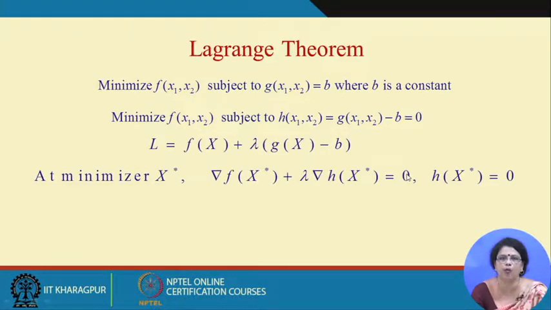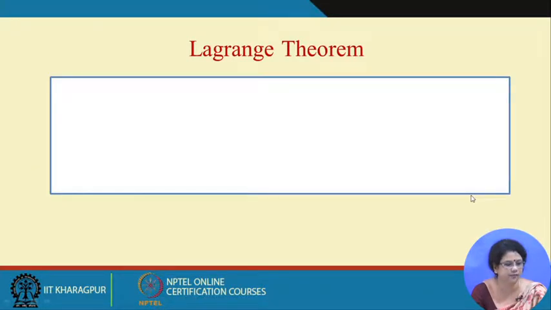If we formulate a Lagrange function L in this way, we can say that at the minimum point the necessary condition is that grad of f plus lambda times grad of h at x star is equal to 0, where x star is the minimizer of the optimization problem. Not only that, we have to include information about h as well. That is why h(x star) must be equal to 0. That has to be included.